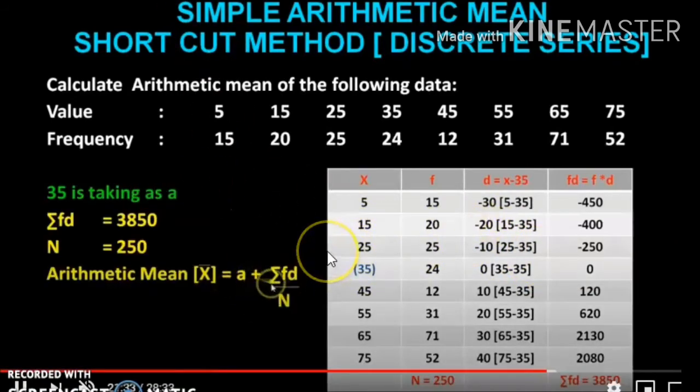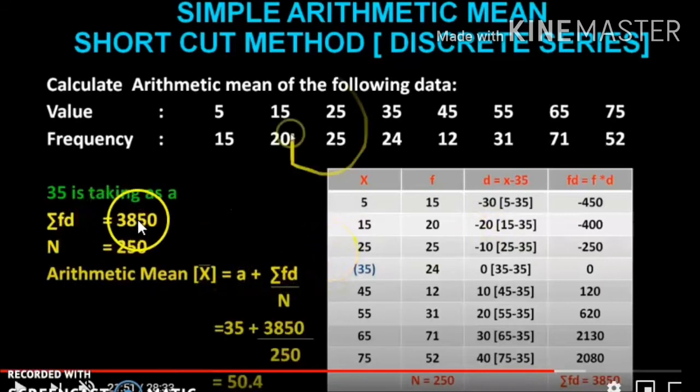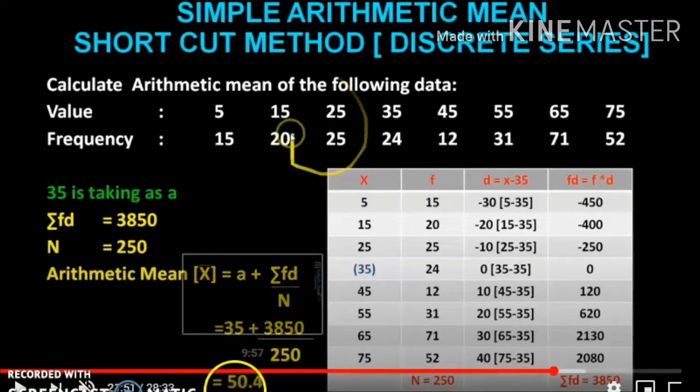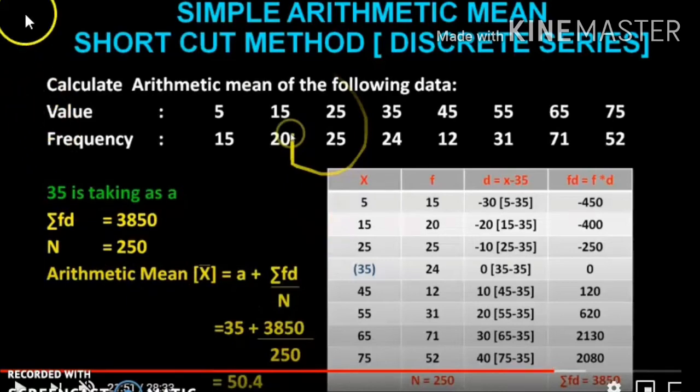Next, how will you calculate? Sigma fd is equal to 3850, n is equal to 250, and arithmetic mean is equal to a plus sigma fd by n. So here the calculation is done as: a is 35 plus sigma fd, given here as 3850, divided by 250, you will be getting the answer as 50.4. So 50.4 is the answer.